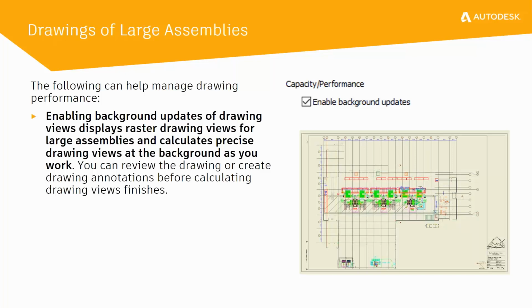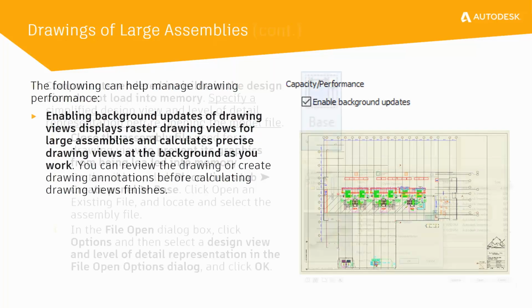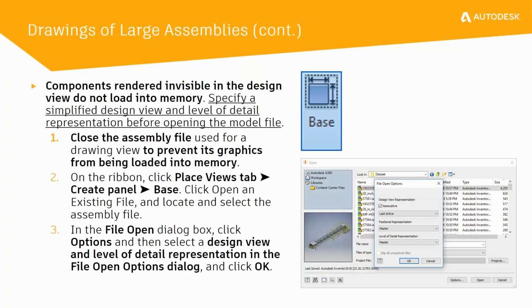And another area, we touched a little bit on this in part 1 of the webinar, and that is drawings of large assemblies. There are a couple of options and settings that are advised here, and this is one we're highlighting: turning on Enable Background Updates under the capacity performance settings inside of the drawing options. This enables background updates of drawing views, which displays a raster drawing view for large assemblies and calculates precise drawing views in the background as you work. So it's actually giving a simplified representation in the form of a raster view whilst it calculates an accurate representation.